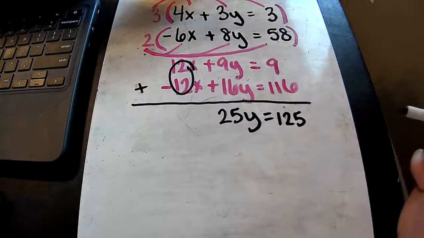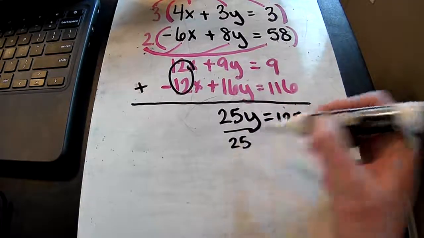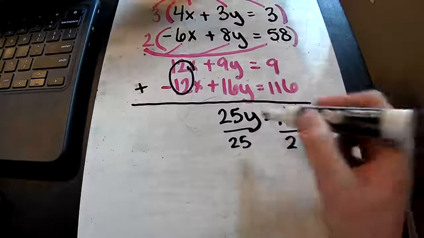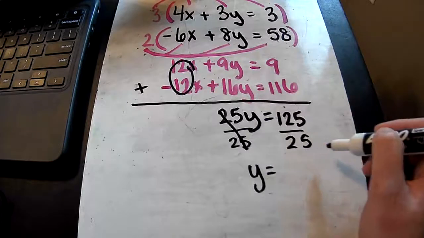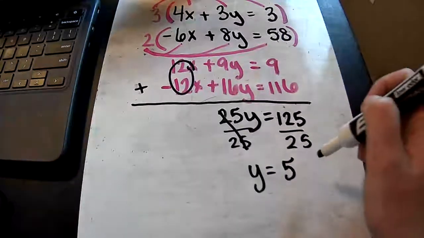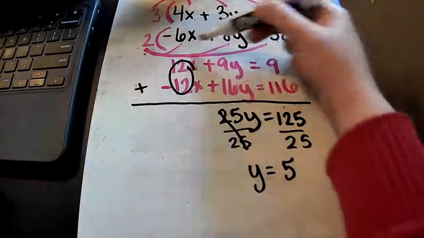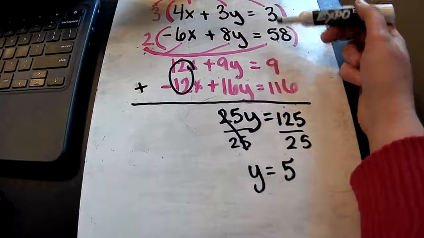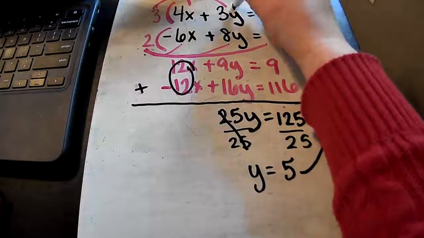Okay, so now I'm trying to get y by itself, right? Y is being multiplied by 25, and so we would divide by 25. Y equals, that would be, what, 5? Okay, so if y is 5, then I'm going to take that y value of 5, and I'm going to plug it back into one of my original equations up here. I'm going to plug it back into the top equation just because there are no negatives that we're going to have to deal with in that top equation.